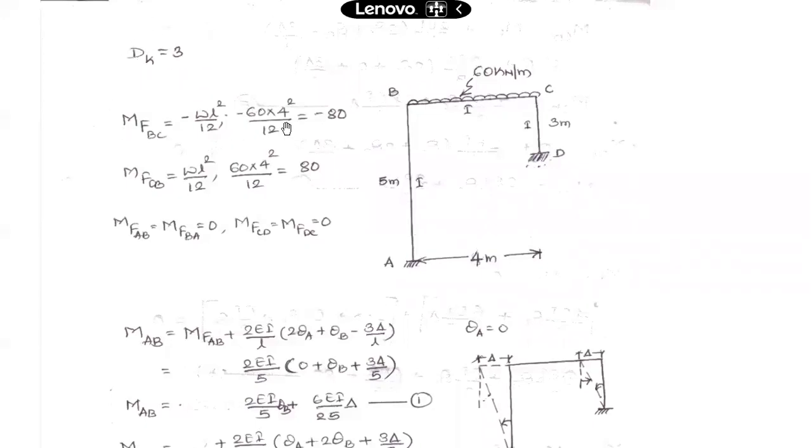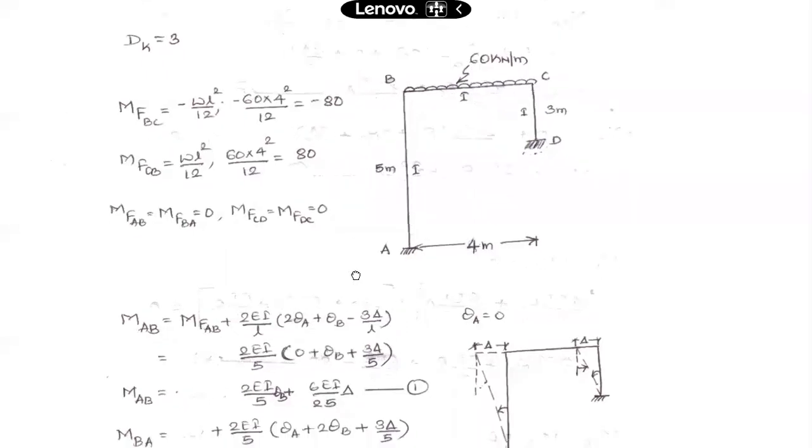And what we have, fixed end moment will exist in member BC at joints B and C. For AB and CD, it is 0. There is no load given to these members. So MFAB, MFBA, MFCD, and MFDC will be 0. Whereas MFBC is minus 80 kilonewton meter and MFCB is 80 kilonewton meter. These are the fixed end moments.